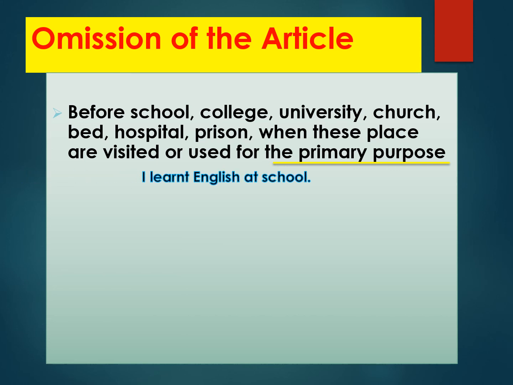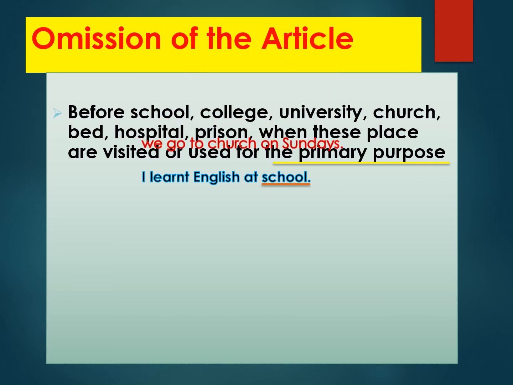Let us see the example. I learnt English at school. So here the noun school is used for the primary purpose. I learned there. So that is the primary purpose of the school. That's why article is omitted before the noun school.